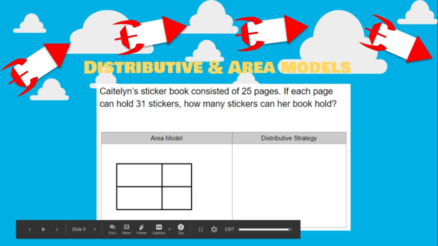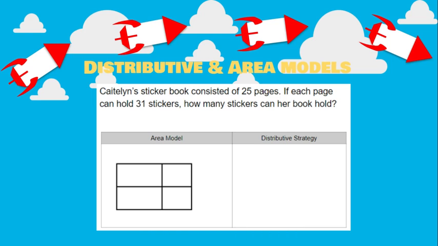All right, guys. So today I'm going to talk about the distributive and the area models, and I'm going to show you the two side by side. So our word problem says Caitlin's sticker book consisted of 25 pages. If each page can hold 31 stickers, how many stickers can her book hold? So we've got 25 pages, and each page can hold 31 stickers.